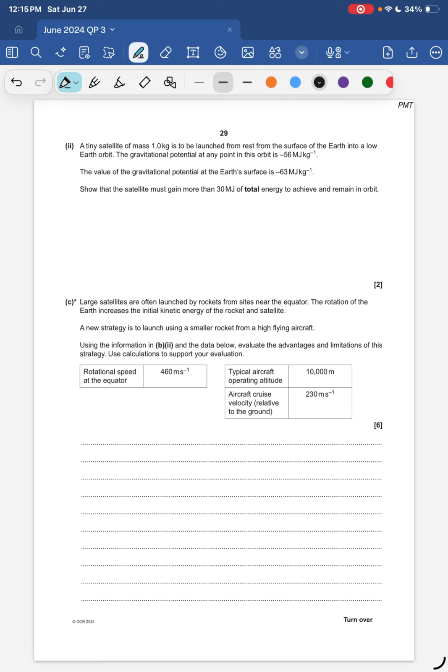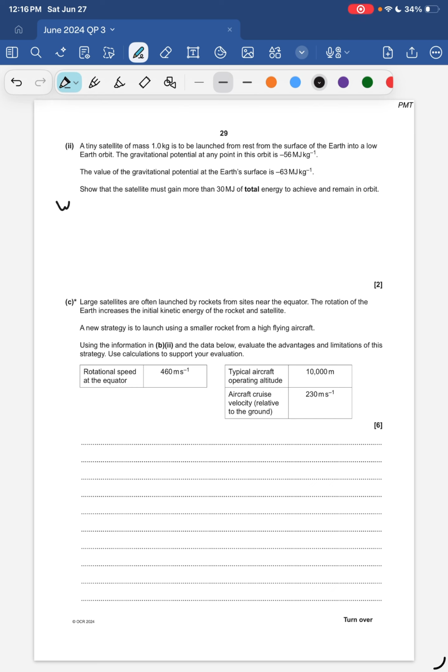2. A tiny satellite of mass 1 kilogram is to be launched from rest from the surface of the Earth into a low Earth orbit. The gravitational potential at any point in this orbit is minus 56 megajoules per kilogram. The value of the gravitational potential at the Earth's surface is minus 63 megajoules per kilogram. Show that the satellite must gain more than 30 megajoules of total energy to achieve and remain in orbit.